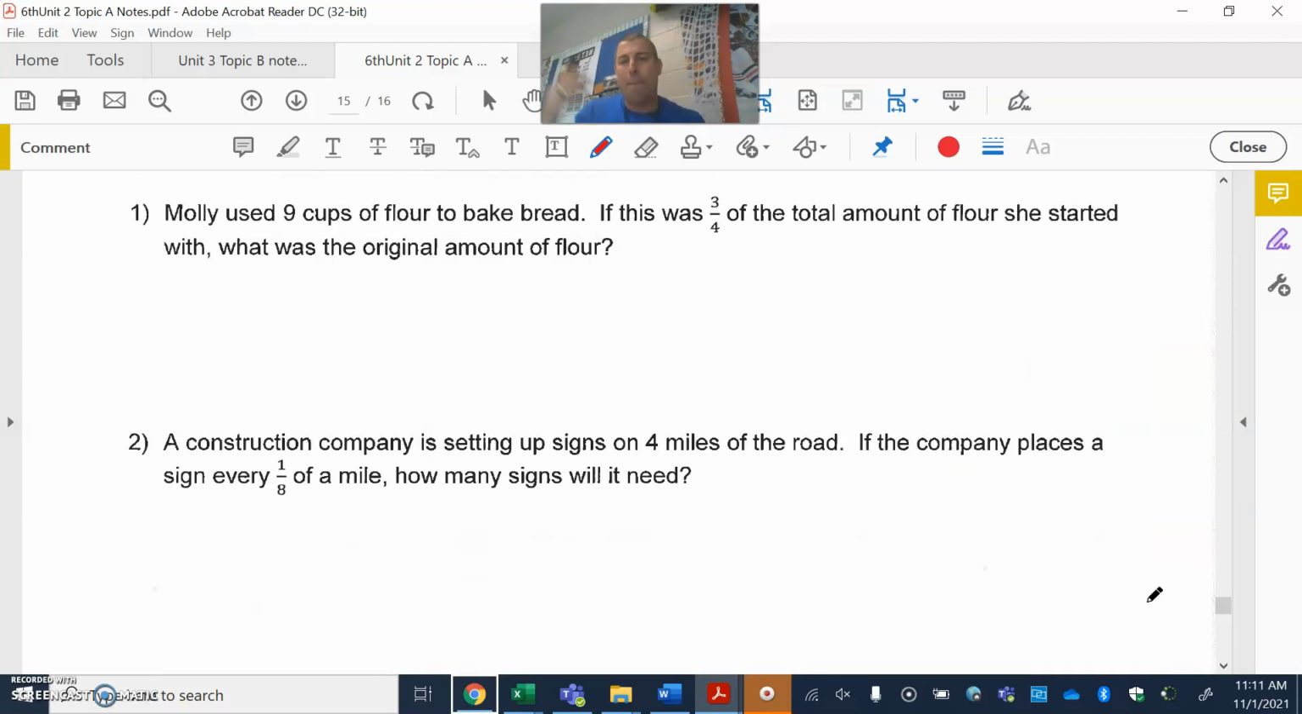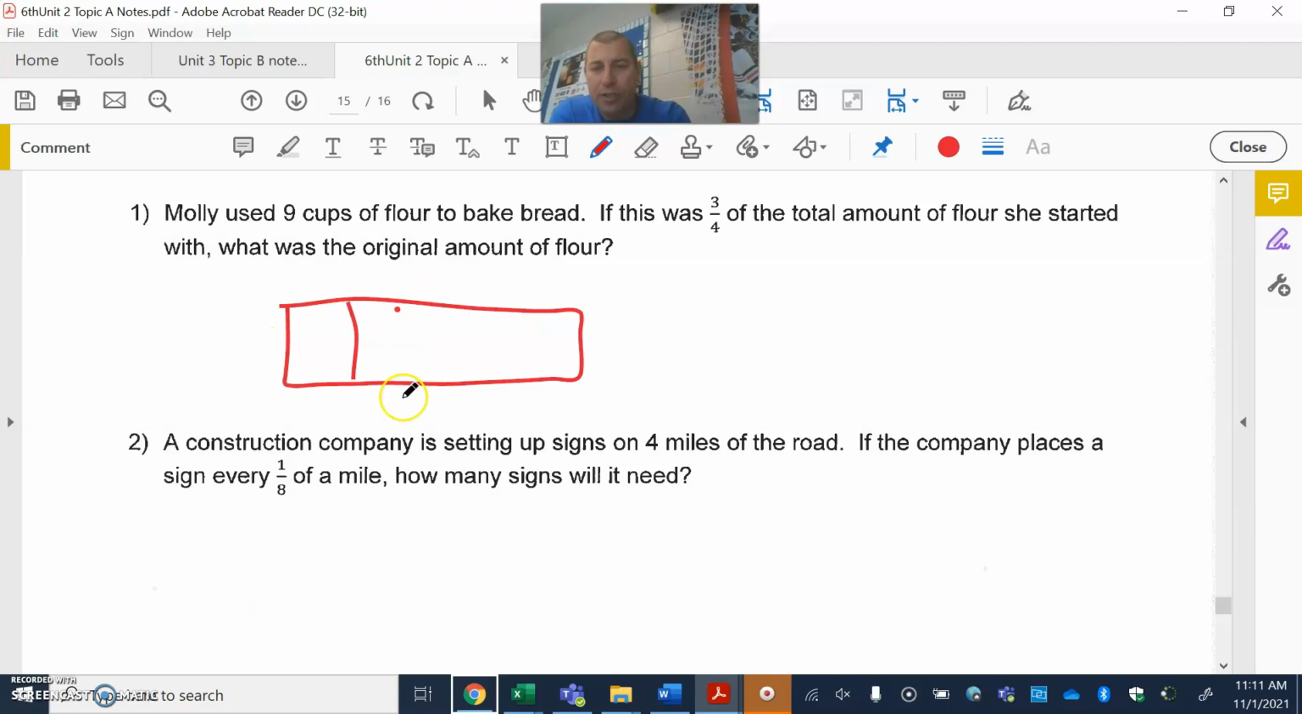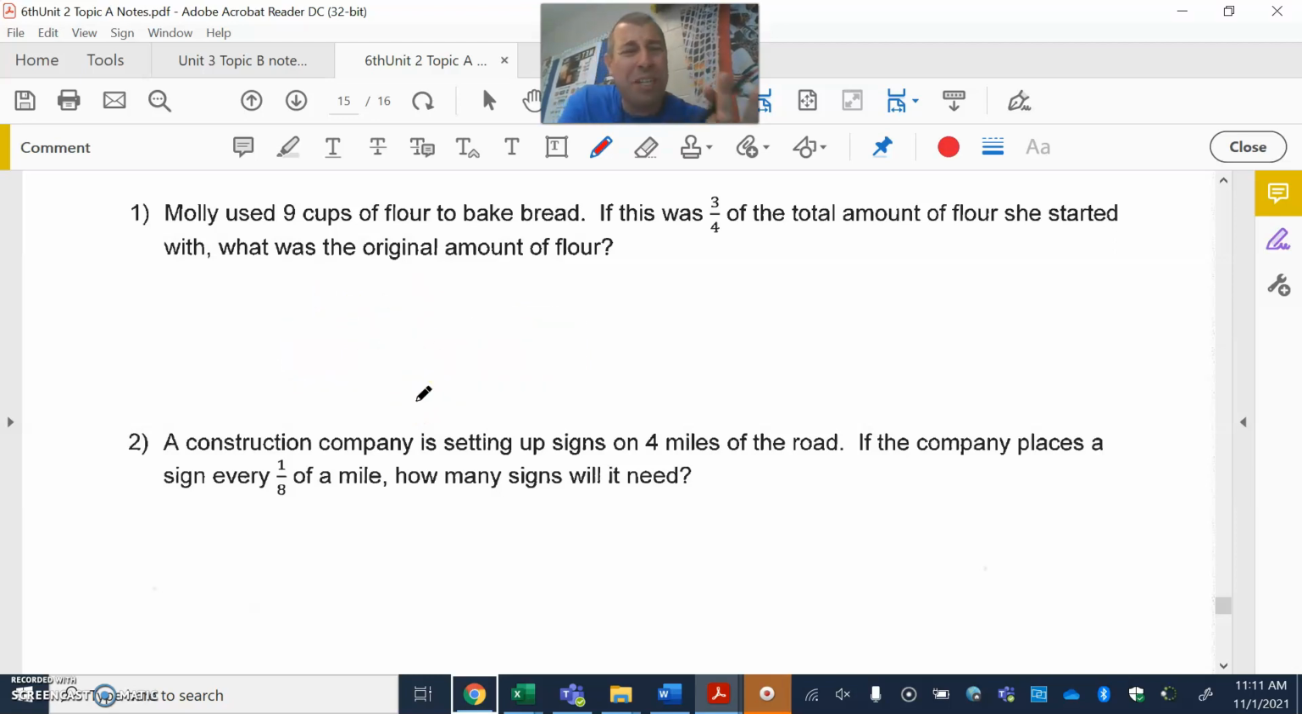So Molly here used 9 cups of flour to bake bread. If this was 3/4 of the total flour she started with, what was the original amount of flour? Okay, so I know we're supposed to be using division, but sometimes we need a visual to set things up. So this was 3/4 of the total. 1, 2, 3, and 4. All right, not really broken up into even groups, but we can live with it.